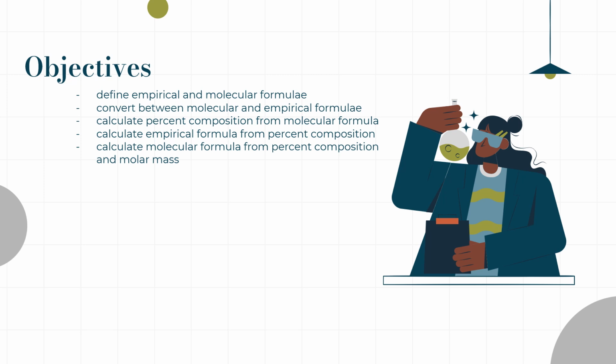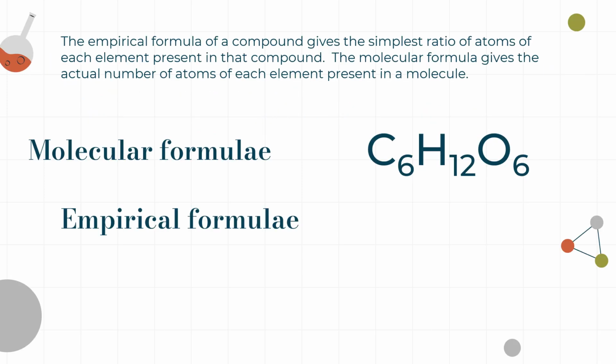Our objectives: we are going to define what even is an empirical and a molecular formula. We're going to convert between molecular and empirical formulae. We're going to calculate percent composition using molecular formulae. We're going to calculate empirical formulae using percent composition. And then we're going to wrap up by mashing it all together. We're going to figure out the molecular formula of a compound using its percent composition and molar mass.